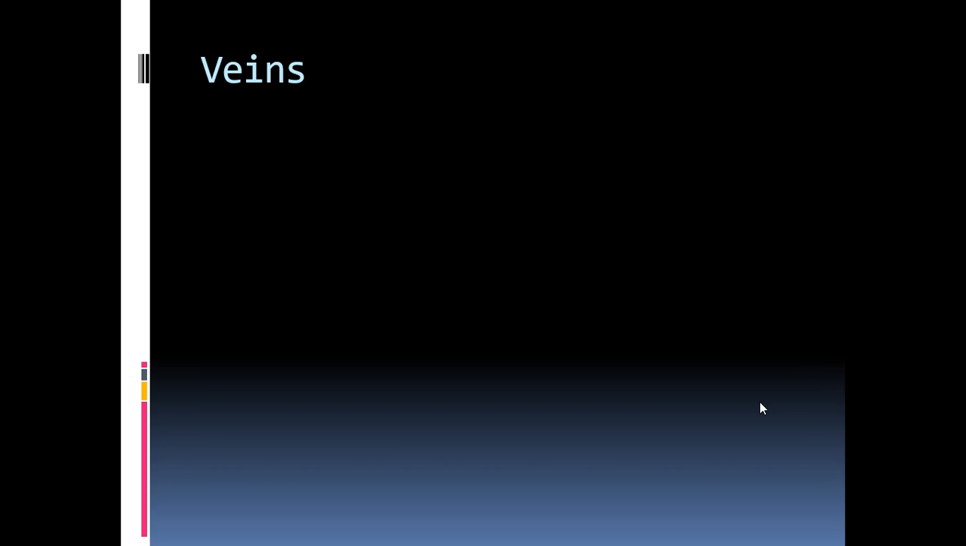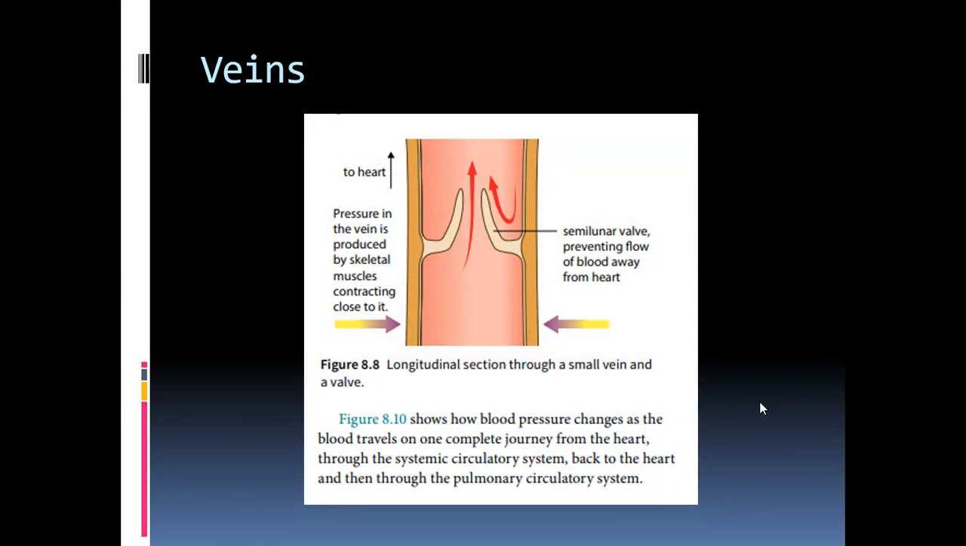To overcome this problem, many of the veins run very close to the leg muscles. Whenever the leg muscles contract due to movement, they will squeeze inwards on the veins, which will temporarily raise the pressure inside the vein, like you see here. And this will push blood upwards.